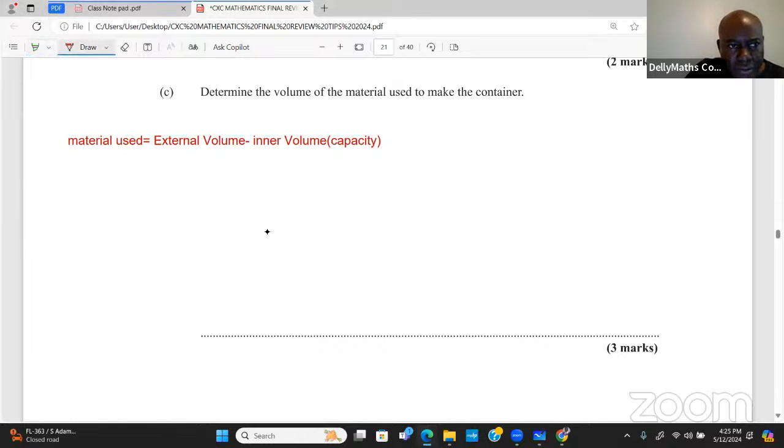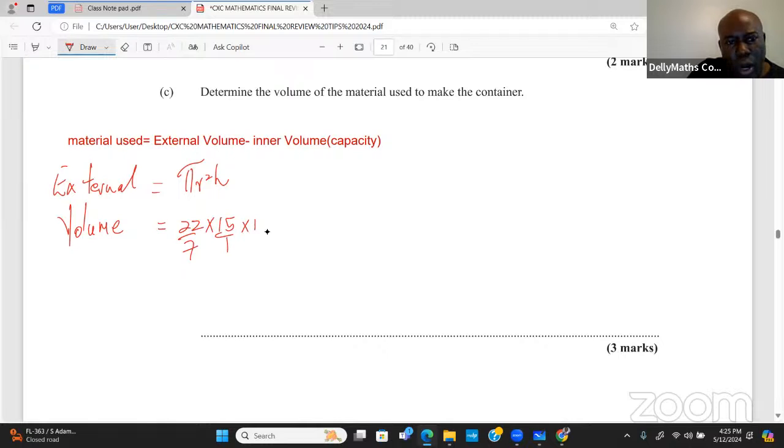Let's grab that external volume. So this external volume is still given by pi r square h, so it's 22 over 7. R is now 15, remember? It's the big one now, we're going outside. And then the height is 120, not 190. So we have to be careful here. Now let's put this on our machine and work this out.